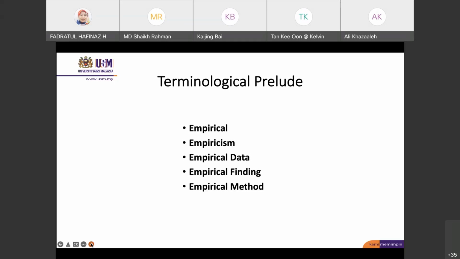The third one, empirical data, is data that is produced or generated by an experiment or your observation. Empirical finding is something that is observed, from real-world observation or data, in contrast to something that is deduced from theory. The last one, empirical method, is a simplified method of design that is justified by experience or testing.